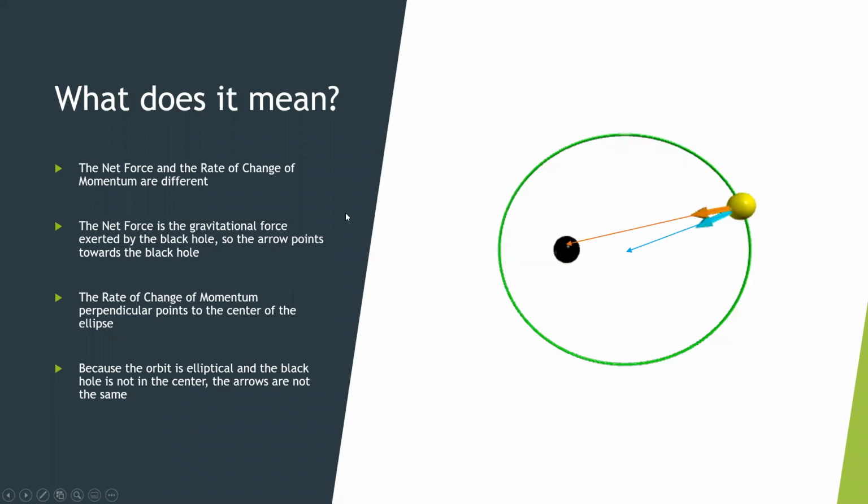So what does it mean? The net force and the rate of change of momentum are different. So as you can see here, the net force is the gravitational force exerted by the black hole, so the arrow points towards it, which is the orange here. And the rate of change of momentum perpendicular points to the center of the ellipse. Because the black hole is not in the center and the orbit is not a perfect circle, these two forces will not point in the same direction. However, if the black hole was in the center and this was a circle, they would be the same.